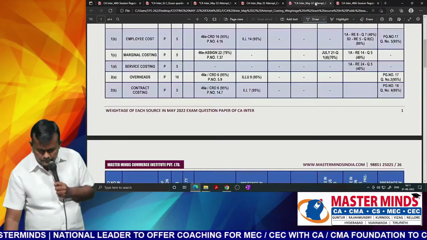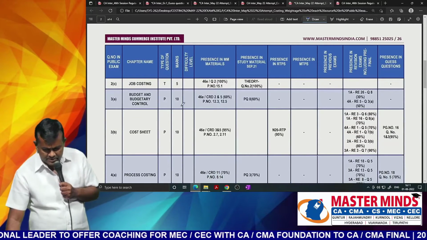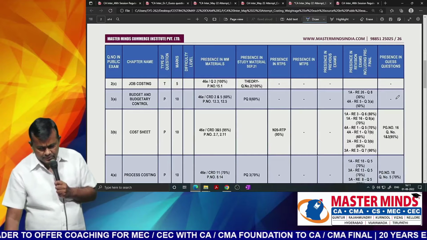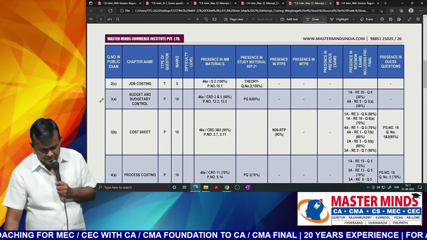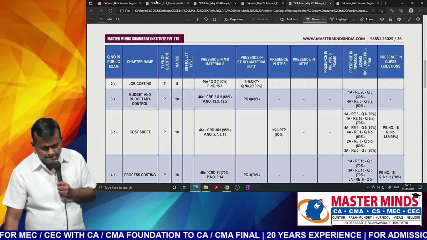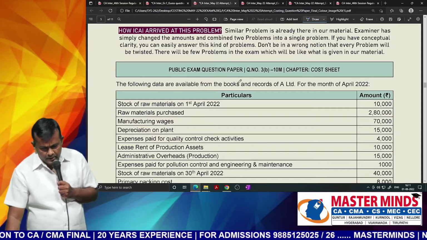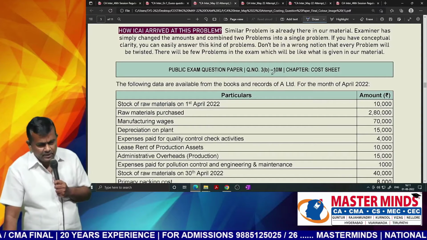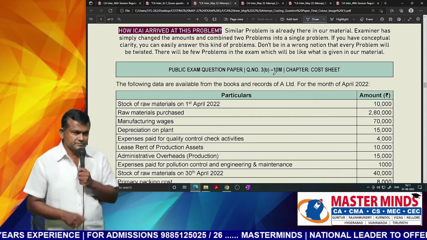Next. Right. So, this is the budget and budgetary control, sir. So, guess questions soon. No guess questions. Next question. Question number 3B. First chapter. Cost sheet.